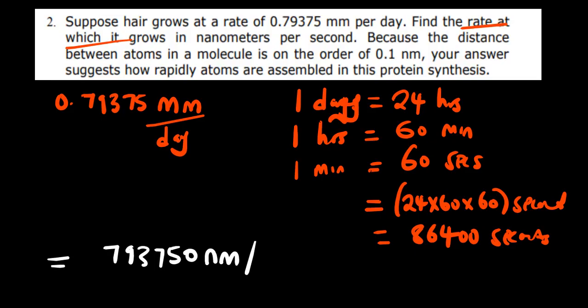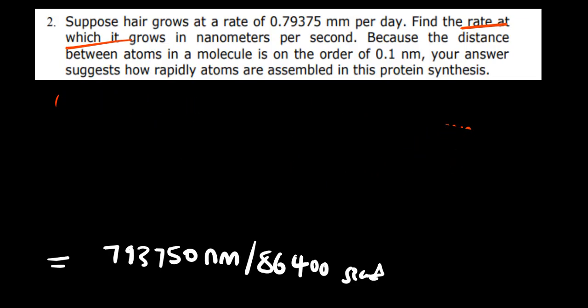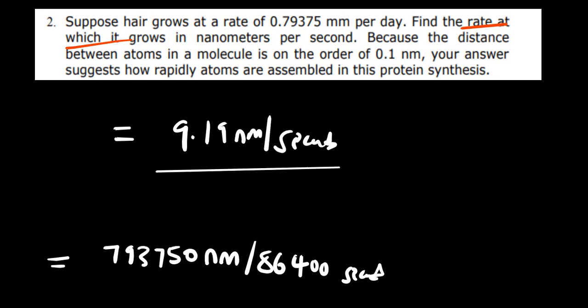So I'm going to wrap this day and put seconds. In terms of seconds, it's going to be 86400 seconds. So now these two can divide. When I divide, I'm getting the final answer to be 9.19 nanometers per second. So this just tells you that hair grows at a fast rate in your body to be replaced over and over like that.